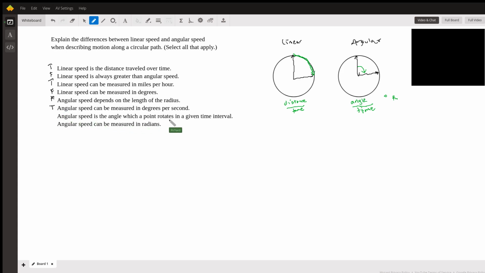Angular speed is the angle at which a point rotates in a given time. Well, the size of the angle isn't enough. It has to be angle over time. So this one is false. Angular speed can be measured in radians. Well, the angle size can be measured in radians, but it's radians per unit of time. So I'm going to put an F here.